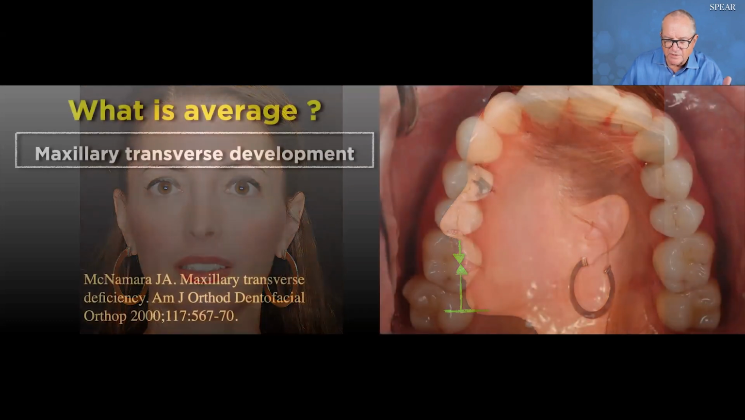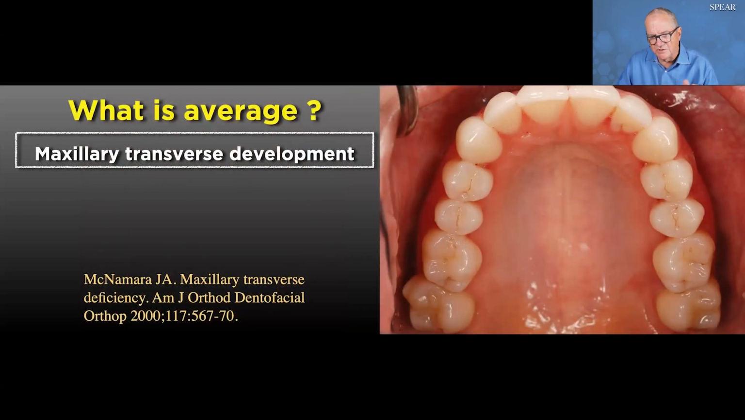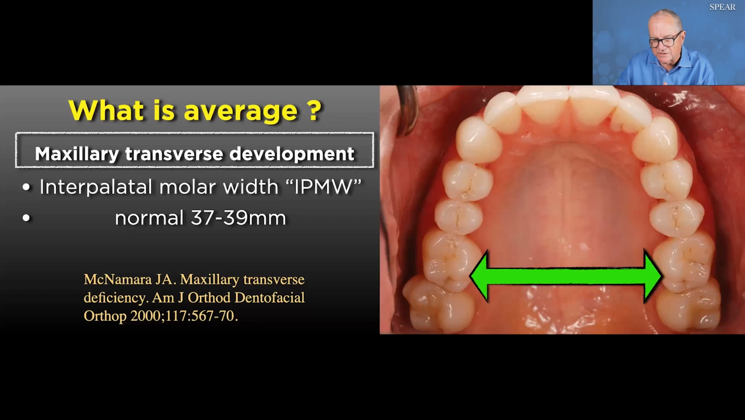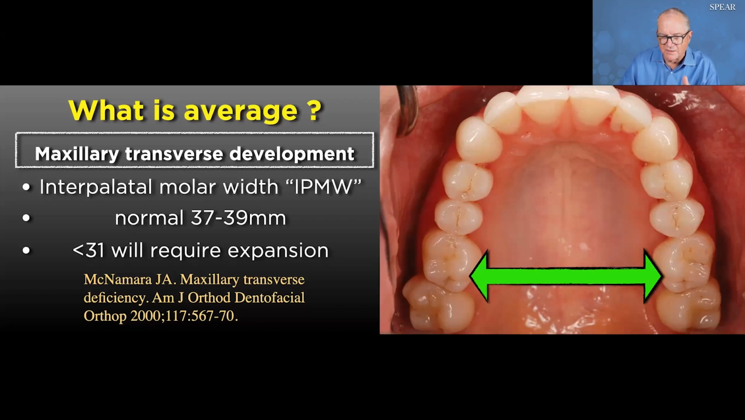And then finally, one of the last measurements we do is we look at the transverse dimension of the maxilla. Did the maxilla actually grow correctly? So the distance between what's called intermolar palatal width, a norm is between 37 to 39 millimeters. If it's less than 31, it's really narrow, you probably have a mouth breather, and you're going to need some sort of expansion.